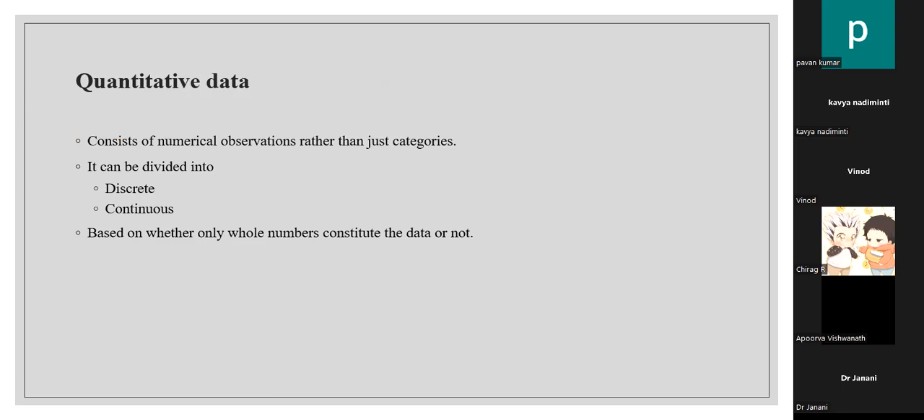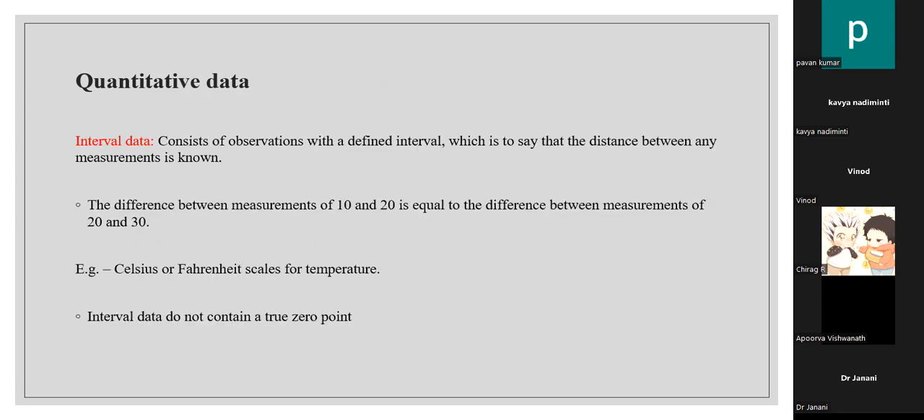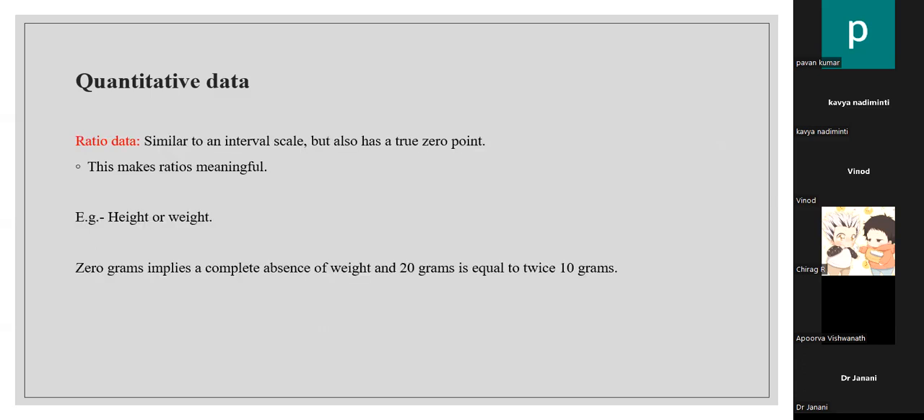Quantitative data can be divided into discrete and continuous, based on whole numbers. Continuous data can be interval and ratio data. Interval data consists of observations with a defined interval, for example the Celsius or Fahrenheit scales of temperature, and it doesn't contain a true zero point. Ratio data is similar to the interval scale, but it contains a true zero point, for example height or weight. Can I continue, sir?